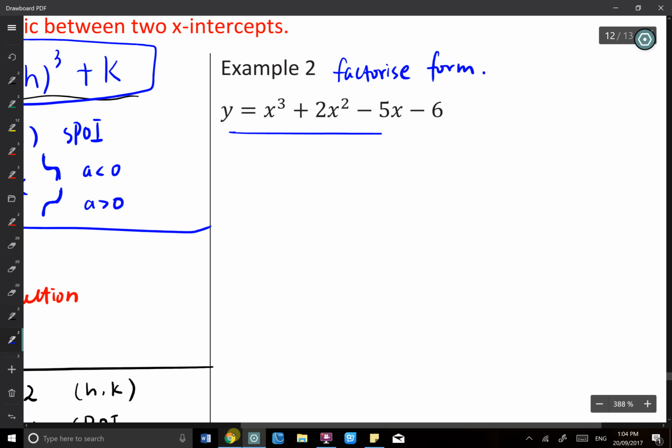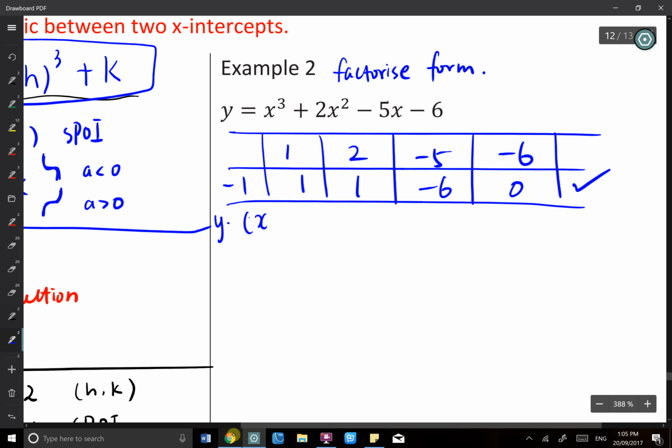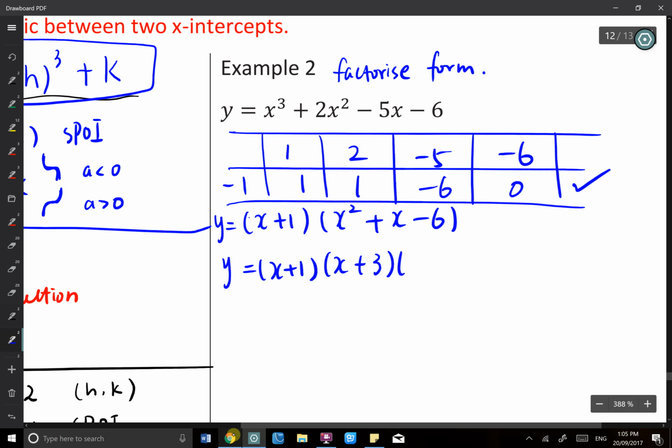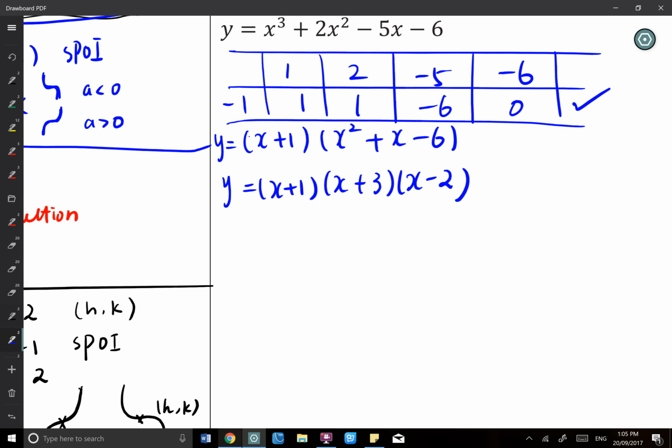So in order to factorize that, I'll just use the table method. 1, 2, -5, -6, and -1 will work. -1, 1, -1, -6, 6, 0. That one worked. So I will have y equals x plus 1, x squared plus x minus 6, and then further factorize: x plus 1, x plus 3, and then x minus 2. That's my factorized form for this graph, and you can check your factorized answer. It should be the same, looks like that.